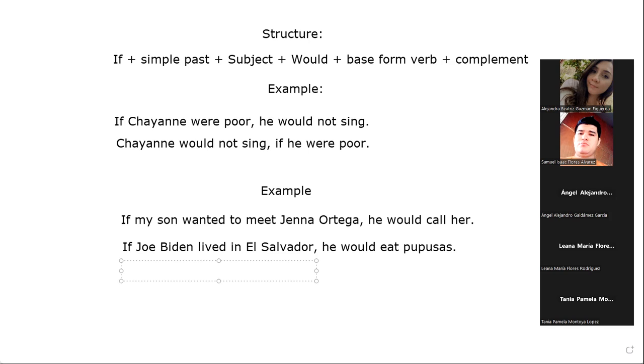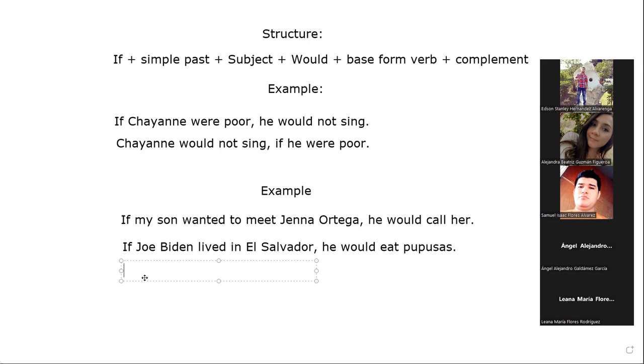If I live in Italy, I would eat pizza every day. If I lived in Italy, right, I would eat pizza every day. Very good. Thank you very much. That is excellent. Thank you. Leanne, I think you sent me your example, right?